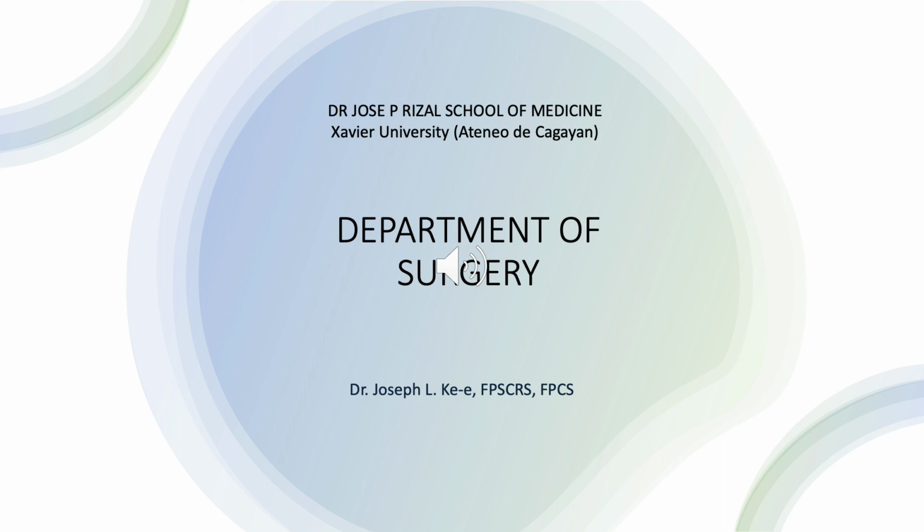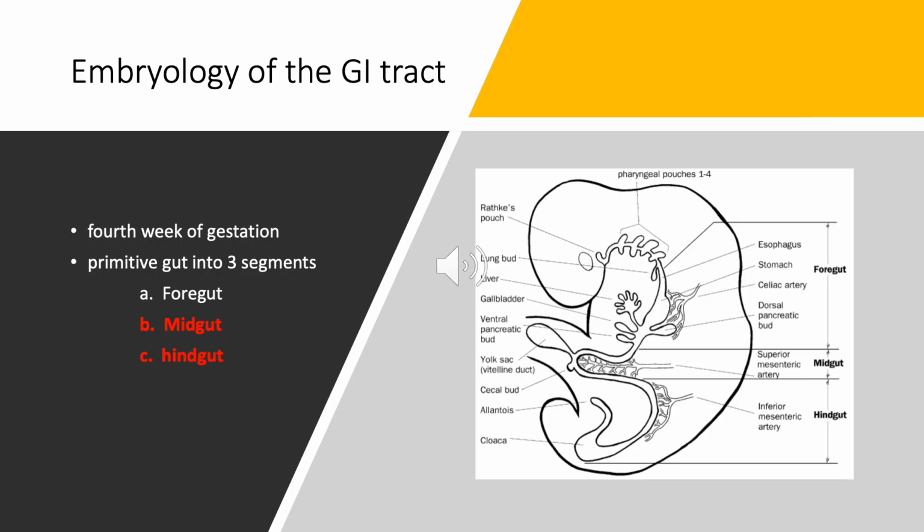In this presentation, we will review the anatomy of the colon and the rectum. The embryonic gastrointestinal tract begins developing during the fourth week of gestation. The primitive gut is derived from the endoderm and divided into three segments, namely the foregut, midgut, and the hindgut. Both midgut and hindgut contribute to the colon, rectum, and anus.